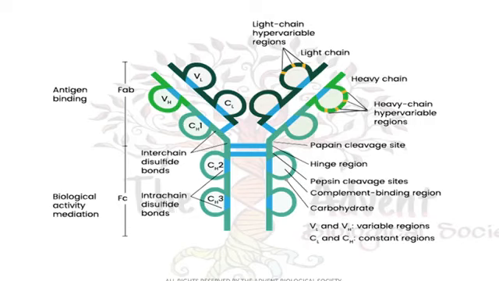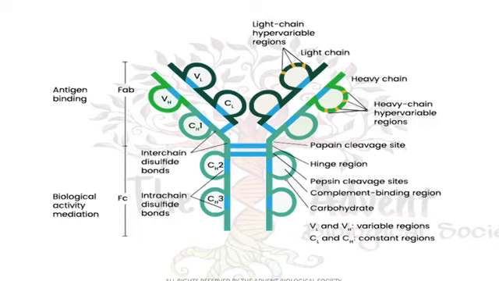Now what are the paratopes? Paratopes are the different molecules, present in the form of amino acids or any other thing, that interact with the antigenic epitopes.